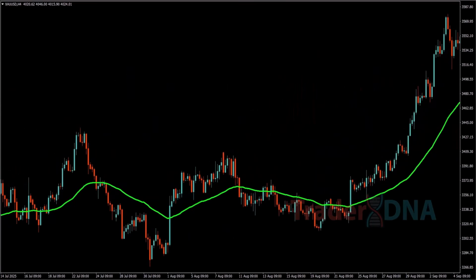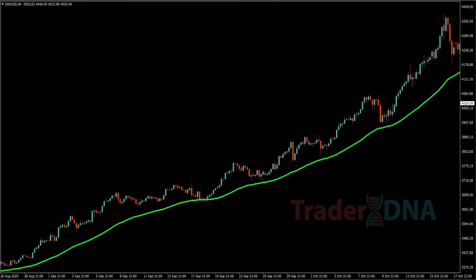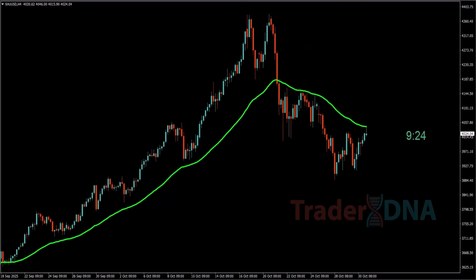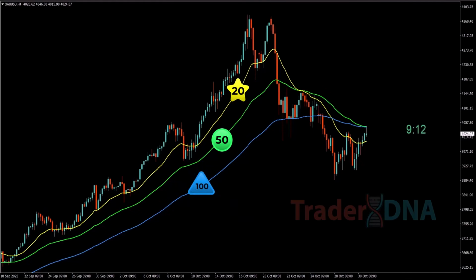And don't worry, I've made it super easy for you. You don't need 100 different lines on your chart. Forget that. You only need 3 key EMAs, the 20 EMA, 50 EMA, and 100 EMA. That's it. These 3 are your ultimate secret weapons. If you know how to read them properly, they'll literally tell you when the price is ready to bounce, giving you prime opportunities to enter buy or sell positions at exactly the right time.